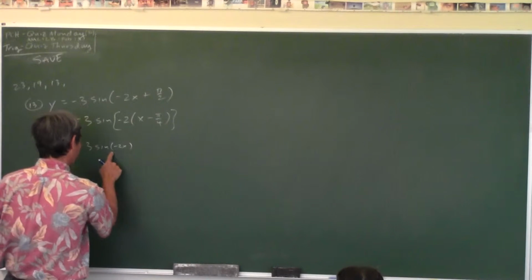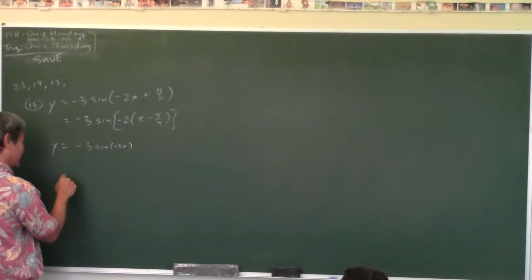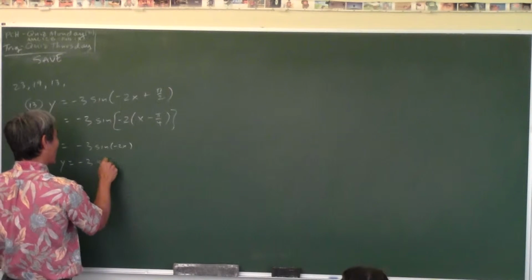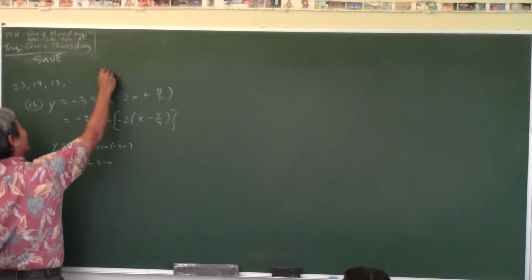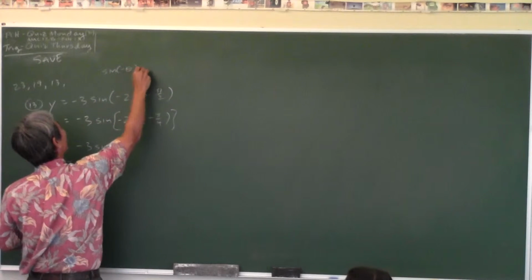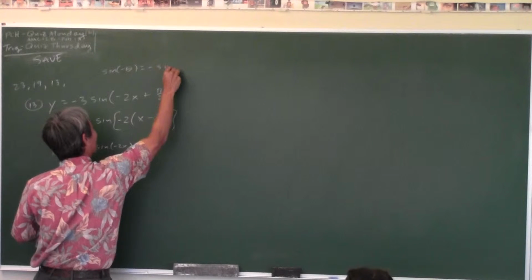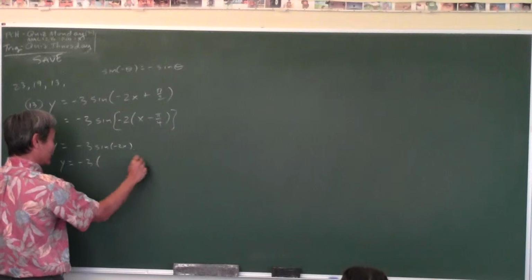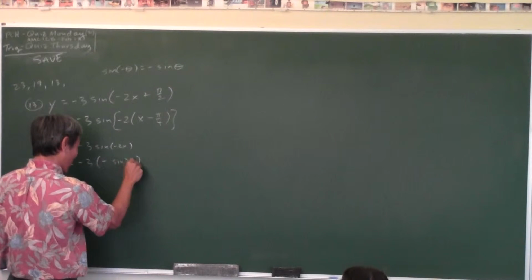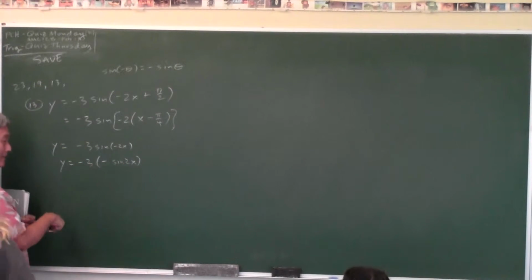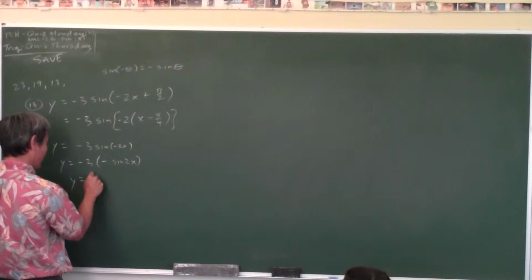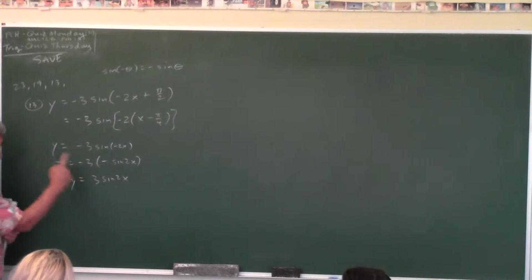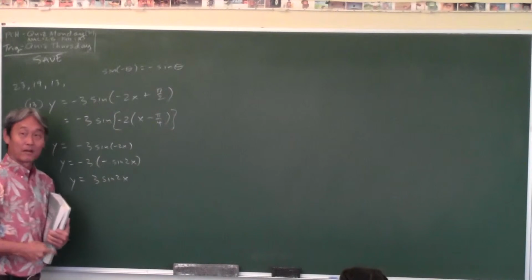Okay, now, how do you graph this? Remember I showed you yesterday, what's the identity for sine of negative theta? Here, let's write it under. What is sine of negative theta? Negative sine theta. So sine of -2x is actually equal to negative sine 2x. But this negative and that negative cancels out, and so all you end up with is 3 sine 2x. So you graph this, and then you shift it pi over 4 to the right.